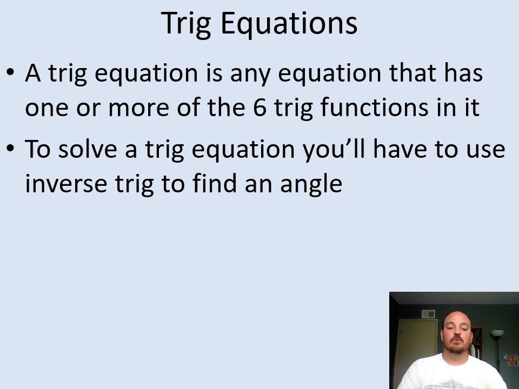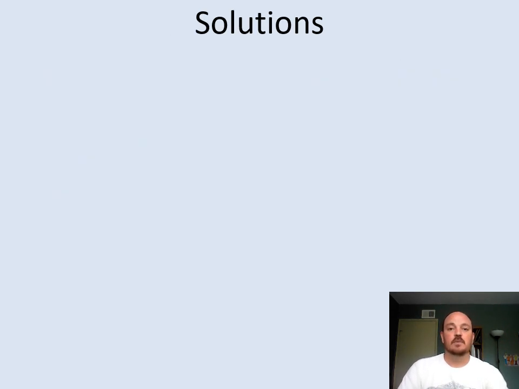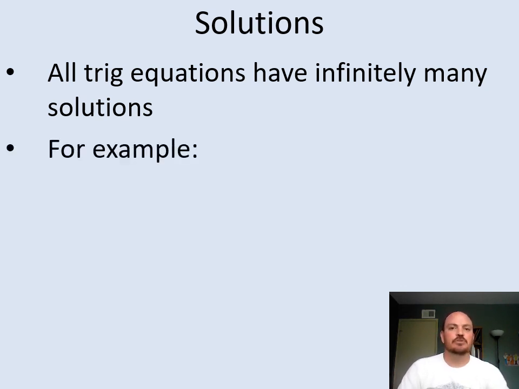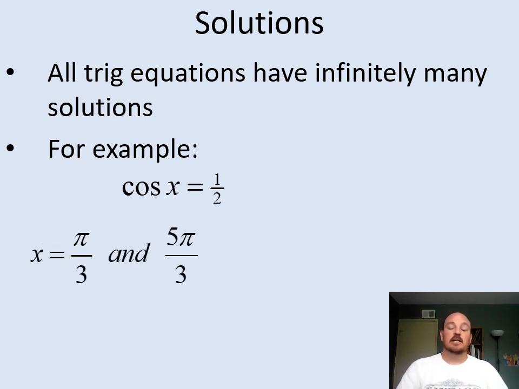So before we talk about the actual solving, let's talk about the answers themselves, or the solutions to the question. That's important because we want to recognize that every trig equation is going to end up having infinitely many solutions. Here's a quick example to show you why. Let's start off with a very simple equation, just cosine x equals 1/2. If you use inverse trig and the unit circle, you're going to get two answers. You're going to get pi over 3 and 5 pi over 3.